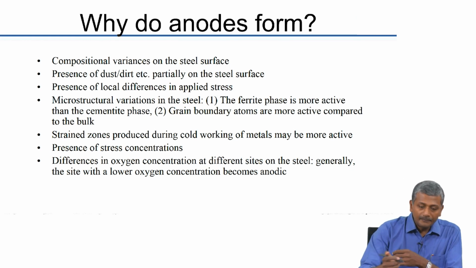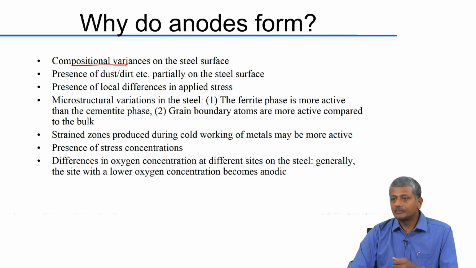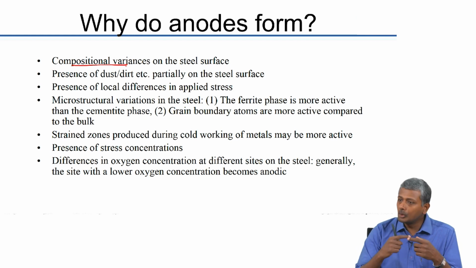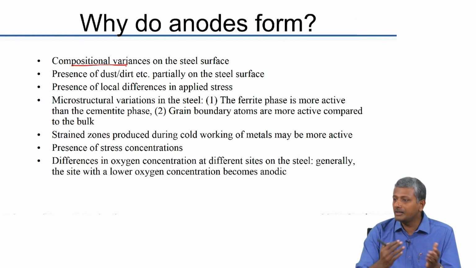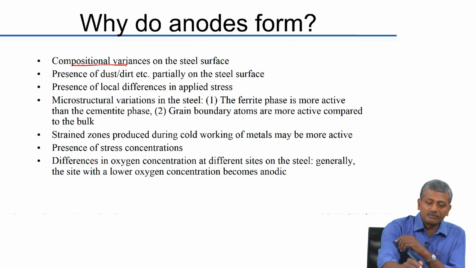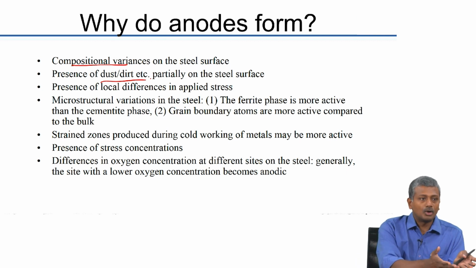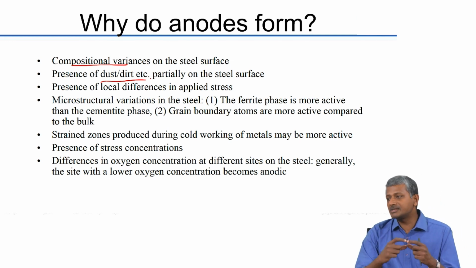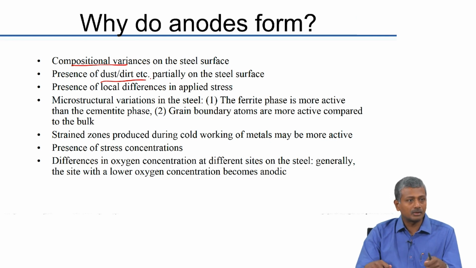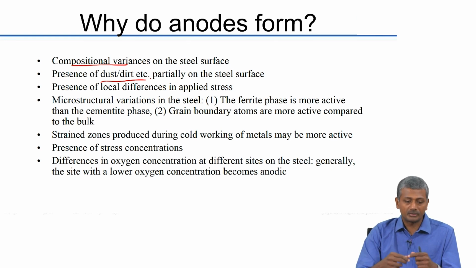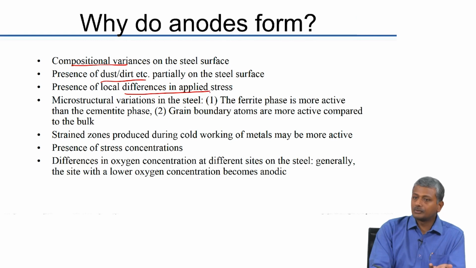Then you may have compositional variances on the steel surface. Steel, of course, we know has a very well defined composition, but then there will be local differences in the composition of the surface that may lead to greater propensity for attack. Presence of dust or dirt partially on the steel surface. Now, when we store our steel bars on the site, oftentimes we do not take care about cleaning them. So, there is dust or dirt accumulation. So, when there is dust or dirt accumulation, there is a shortage of oxygen and moisture when you put the steel inside the concrete. So, those sites may become anodic because there is no oxygen and moisture available at that point. And local differences in applied stress could also lead to this.